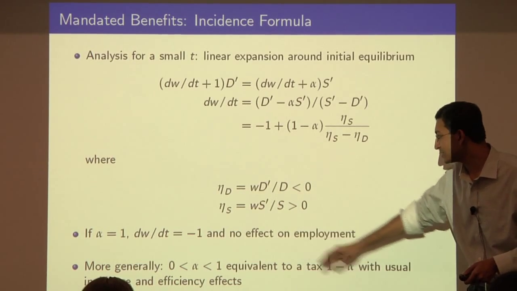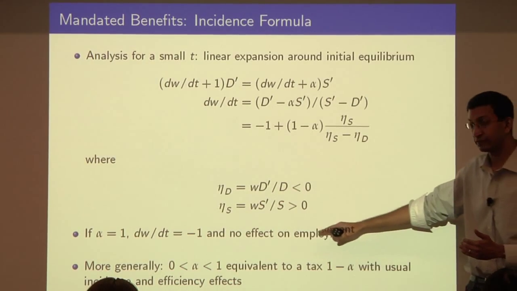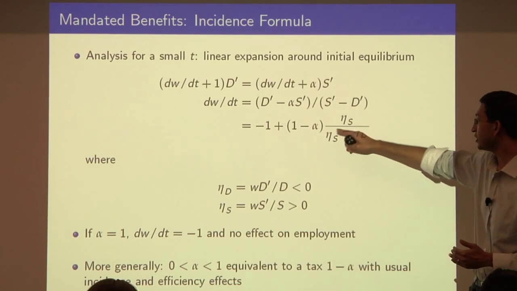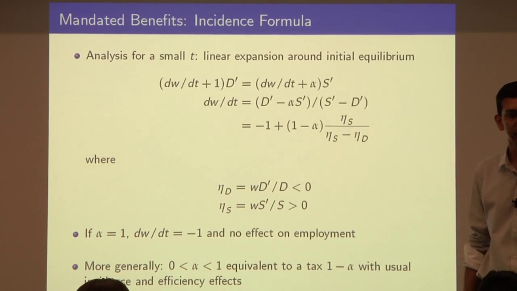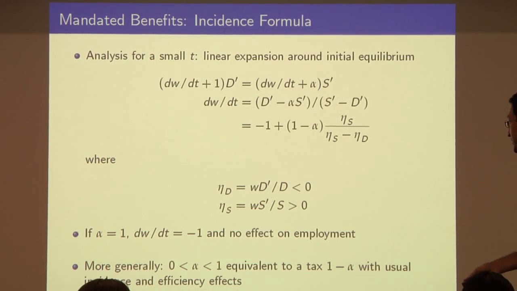And what you'll notice is that if alpha equals 1, okay, dW dt is going to be -1. That's that one-for-one reduction in the wage that I was talking about graphically. And you have no effect on employment. And if alpha is 0, then if you look at that formula, you're back in the tax case, where it's just a ratio of the elasticities to the sum of the elasticities.